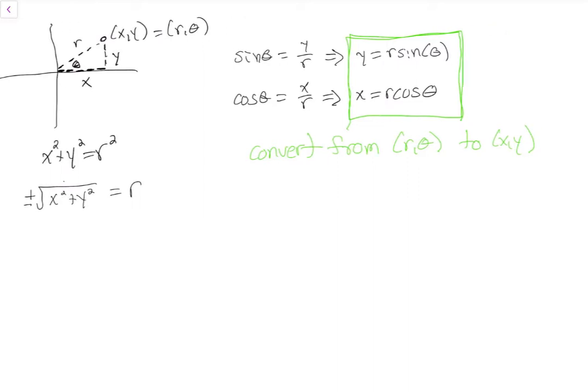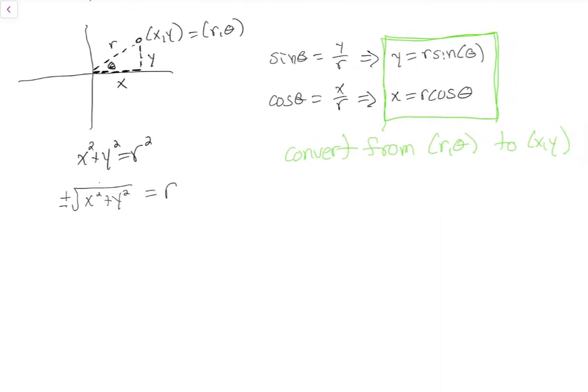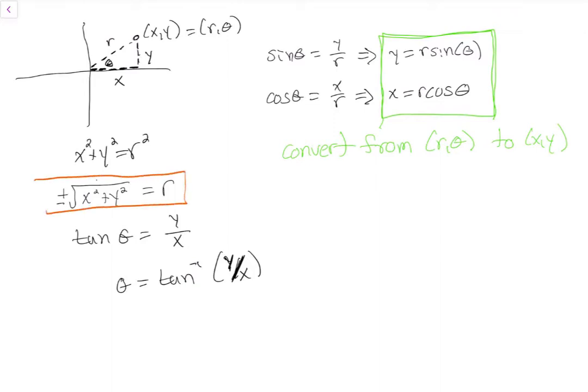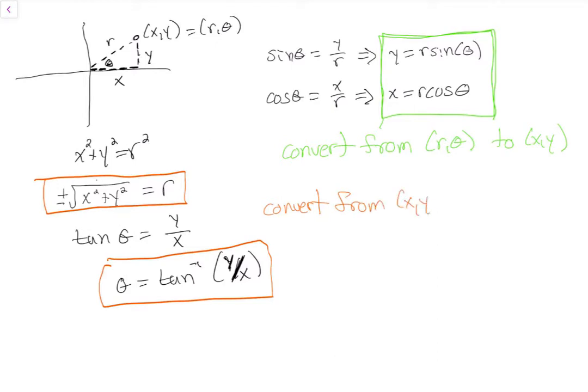Now the other connection we have is that the tangent of theta is opposite over adjacent. So if I take the inverse tangent, the arctangent of both sides, again, in this scenario, if I have the y and the x coordinate, then this allows me to find the theta value. So r being plus or minus square root of x squared plus y squared, and theta being inverse tangent of y over x, this is going to help me convert from xy to r theta.